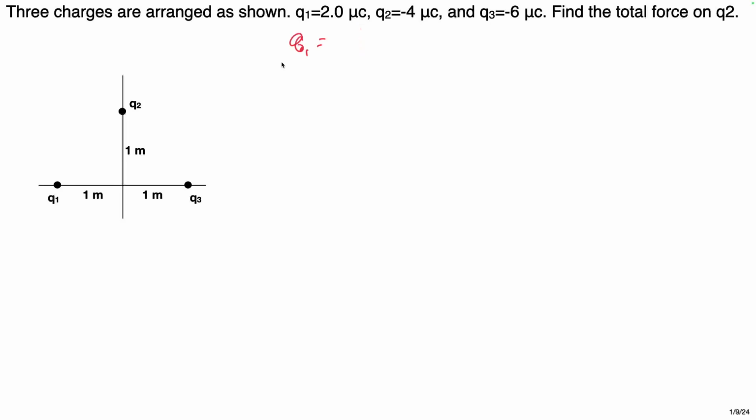is 2 times 10 to the negative 6 coulombs. Q2 is negative 4 times 10 to the minus 6 coulombs, and Q3 is negative 6 times 10 to the minus 6 coulombs. You always want to work in the SI units. And the SI unit for charge is coulombs. So if they give you microcoulombs, make sure that when you're doing your calculations you put the number in 10 to the minus 6. They give you nanocoulombs, 10 to the minus 9, right? Don't enter in 2 into the equation and expect to get it right.